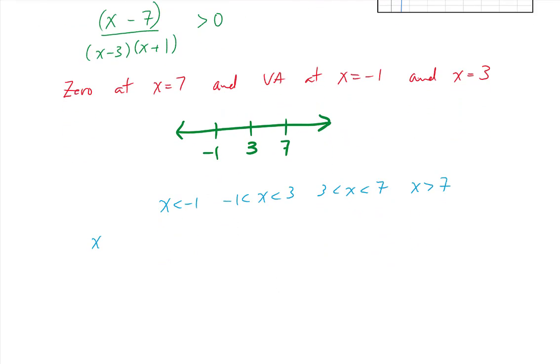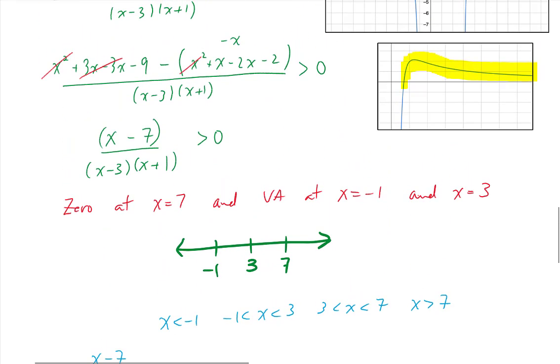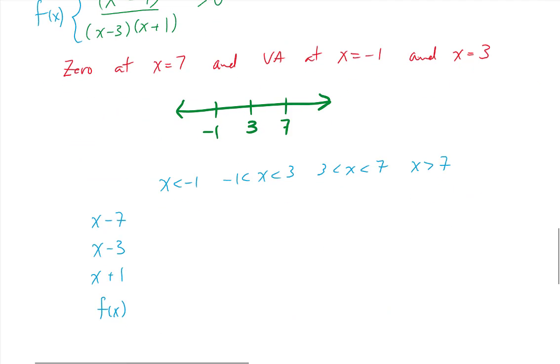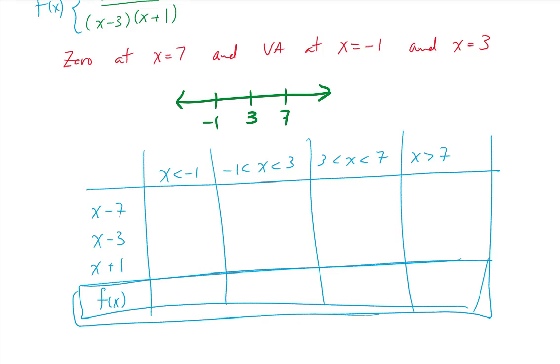Let's put in our factors. We have x minus 7 from the numerator, and x minus 3 and x plus 1 from the denominator. And remember, we're trying to focus on this function f of x. So let's set up our table. Next is just to pick some numbers. So first interval, I'll pick negative 2. So it's negative, negative, negative. And we see that first interval is negative. Next one, I'll pick 0, negative, negative, positive. And then you can finish the rest.